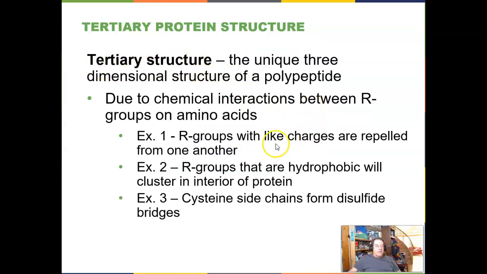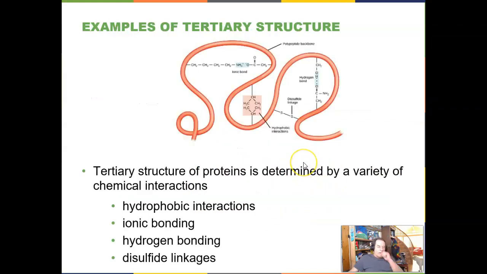All right? So, for instance, if the R groups have a lot of charges on them that are all positives, they'll be repelled from each other, and they'll create a particular shape and behavior of the protein. Same thing for hydrophobic, etc. All right? So here's some examples of tertiary structure. Notice there's no repetition. It's all unique, and that's kind of the whole point. All right? How do we get tertiary structure?